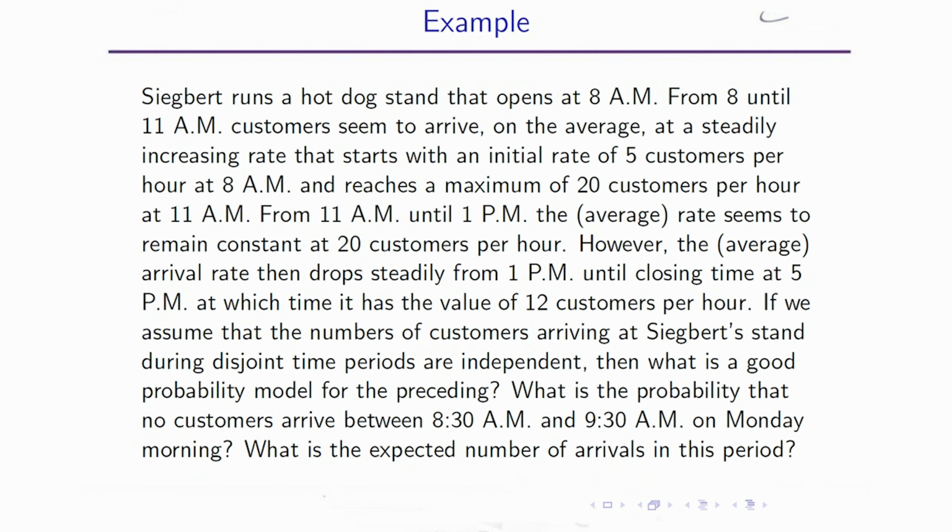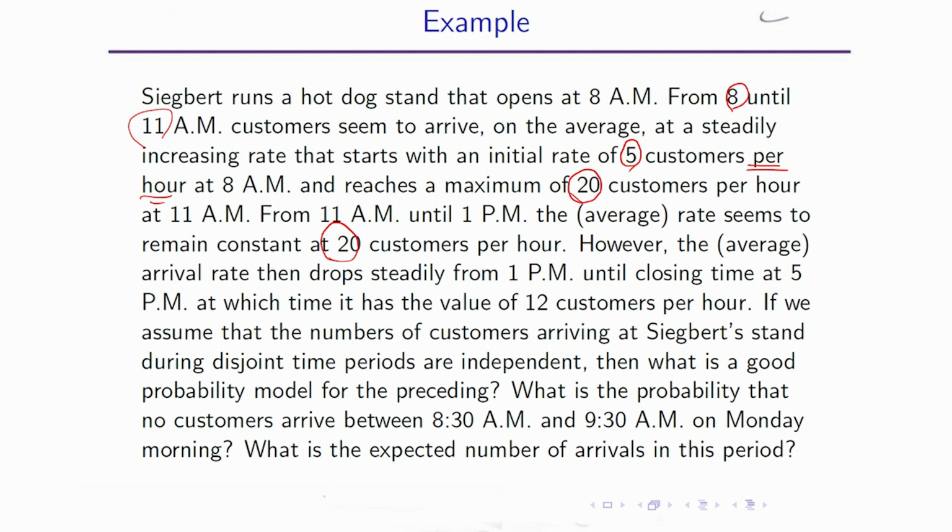I give you a very simple example here. We have a hot dog stand that opens at 8 a.m. From 8 to 11, during these 3 hours, customers seem to arrive on average at a steadily increasing rate, starting with an initial rate of 5 customers per hour. It turns out that from 8 to 11, we will reach a maximum of 20 customers per hour. And then from 11 a.m. to 1 p.m., this rate seems to remain constant at 20 customers per hour.